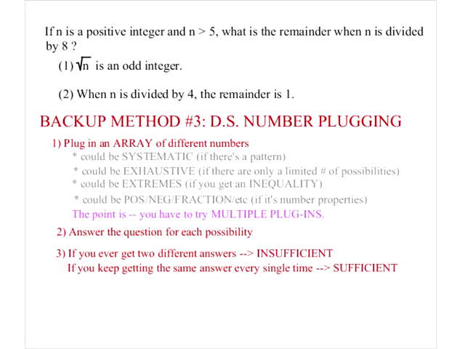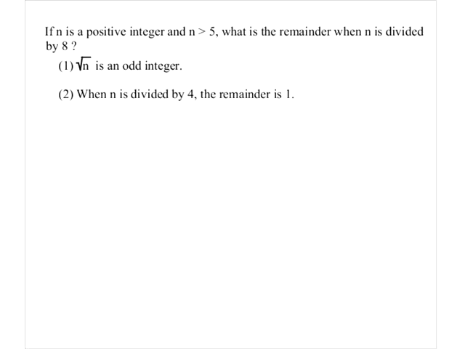So you plug in an array of different numbers, answer the question for each possibility, and then you just see what happens. So let's go through this. Let's do statement 1 first. In this case, this is a systematic list of numbers that we can plug in.